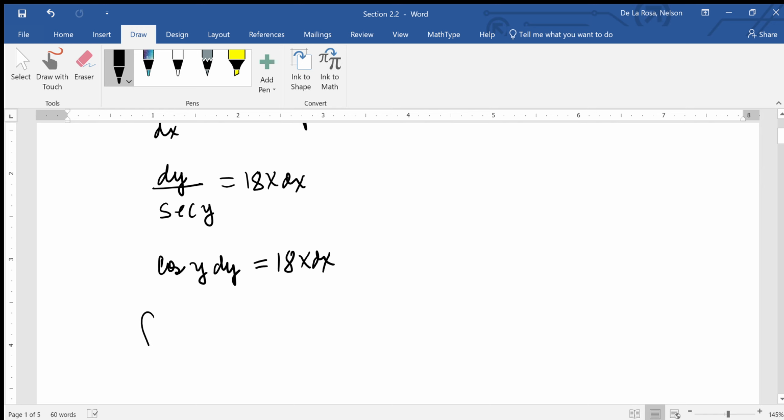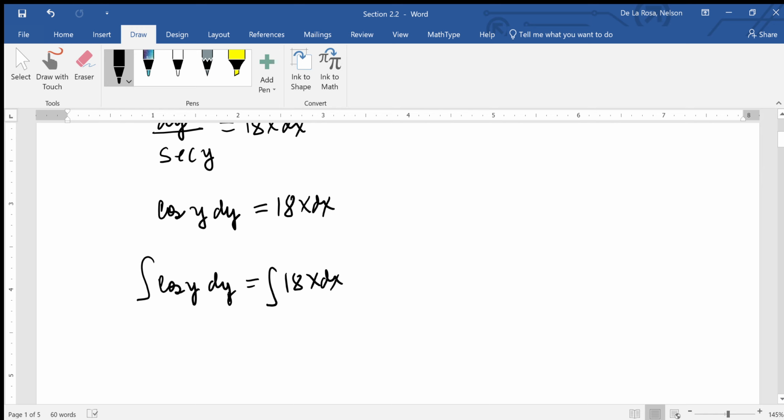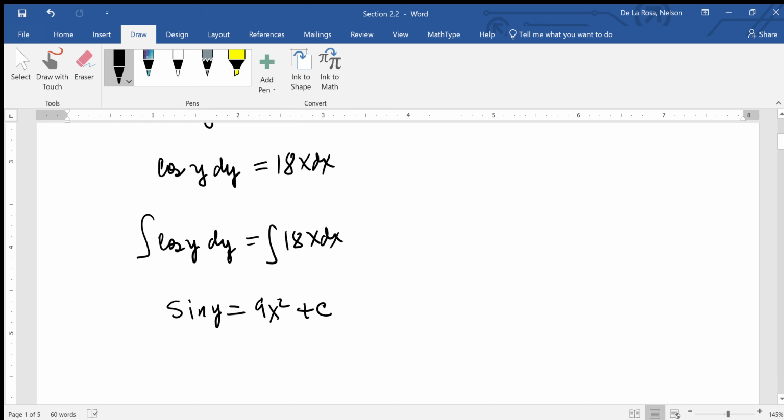And now we can apply the integral on both sides, right? So the integral of cosine of y is sine of y, equals the integral of 18x, which is 9x squared, right? Plus some constant, right?